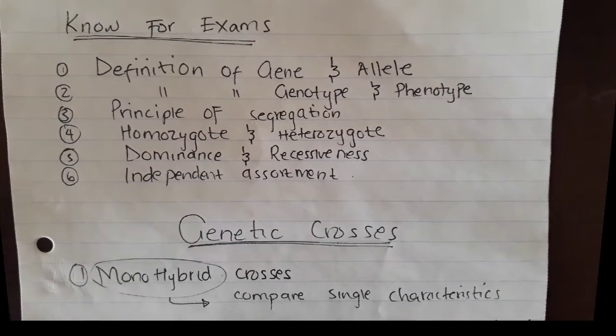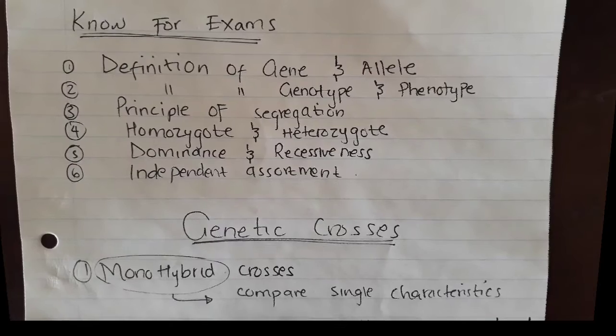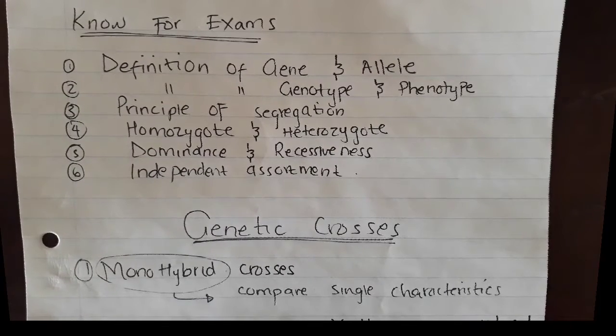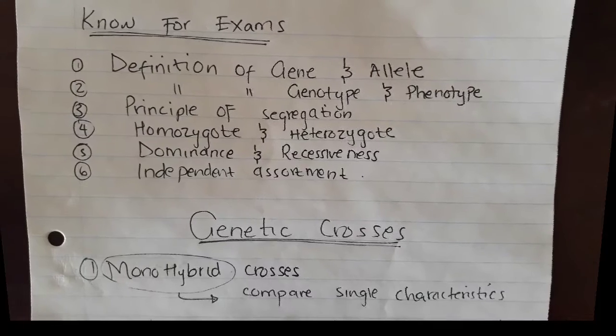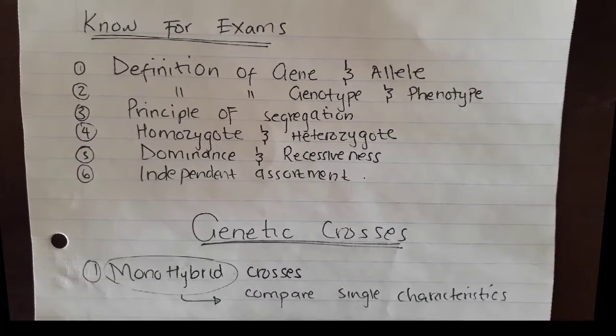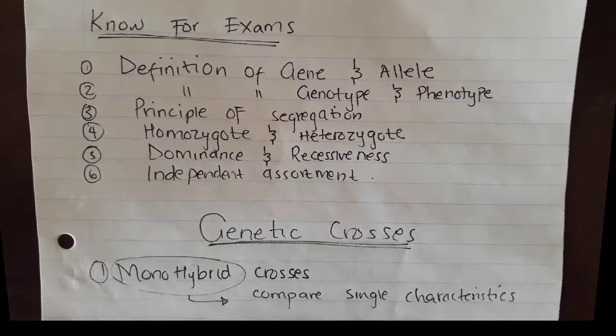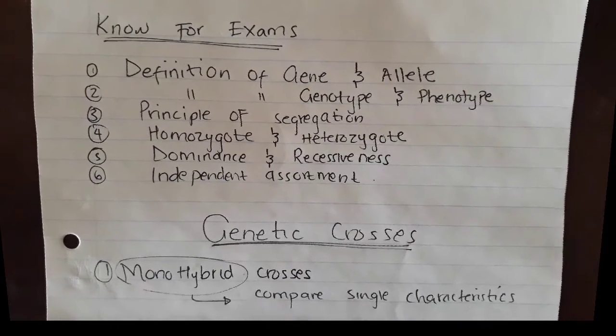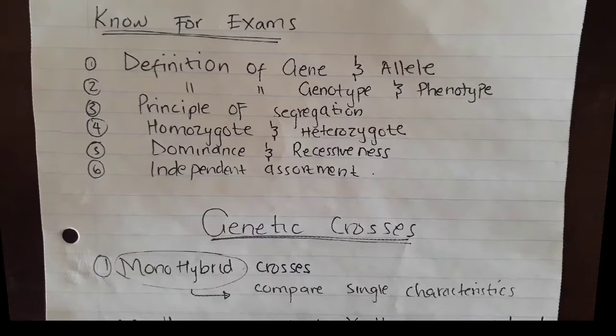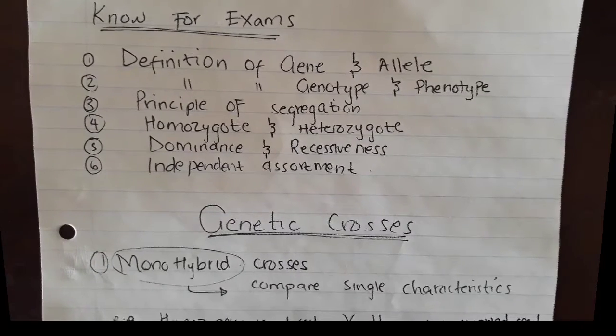So let's start off with what we need to know for exams. We need to know the definition of a gene and allele, the definition of a genotype and phenotype, the definition of principle of segregation, homozygote, heterozygote, dominance and recessiveness, and independent assortment. So we will start off with genetic crosses.